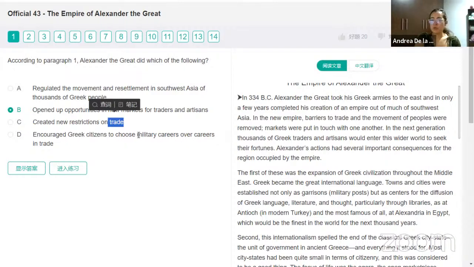Encourage Greek citizens to choose military careers. Este sí que no tiene nada que ver porque no habla nada sobre las carreras militares, ¿no?